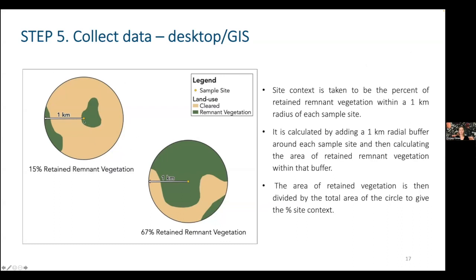We have our sample site in the middle, which you'll see is just on the edge of a little patch here. And then we bring out a buffer of 1 kilometer. And so you'll see this brown area is cleared, whereas the green areas are remnant vegetation. And so the proportion of retained remnant vegetation is 15% in this figure on the left. Whereas at the bottom, we've got a whole lot more retained remnant vegetation within this buffer. And so that's a 67% score. And so for each assessment, for each sample site, you will do this.